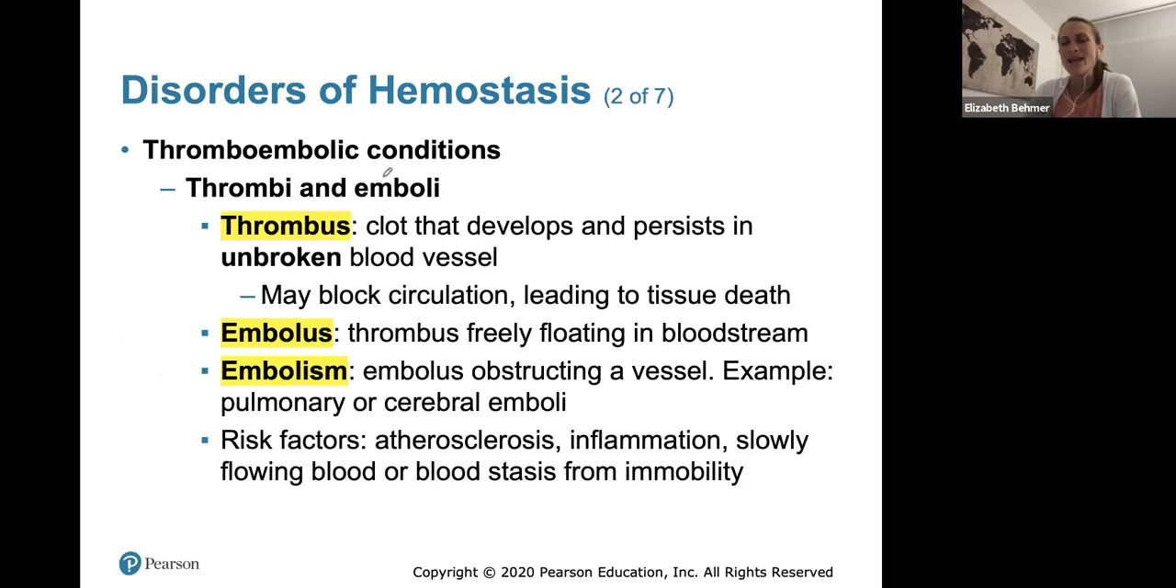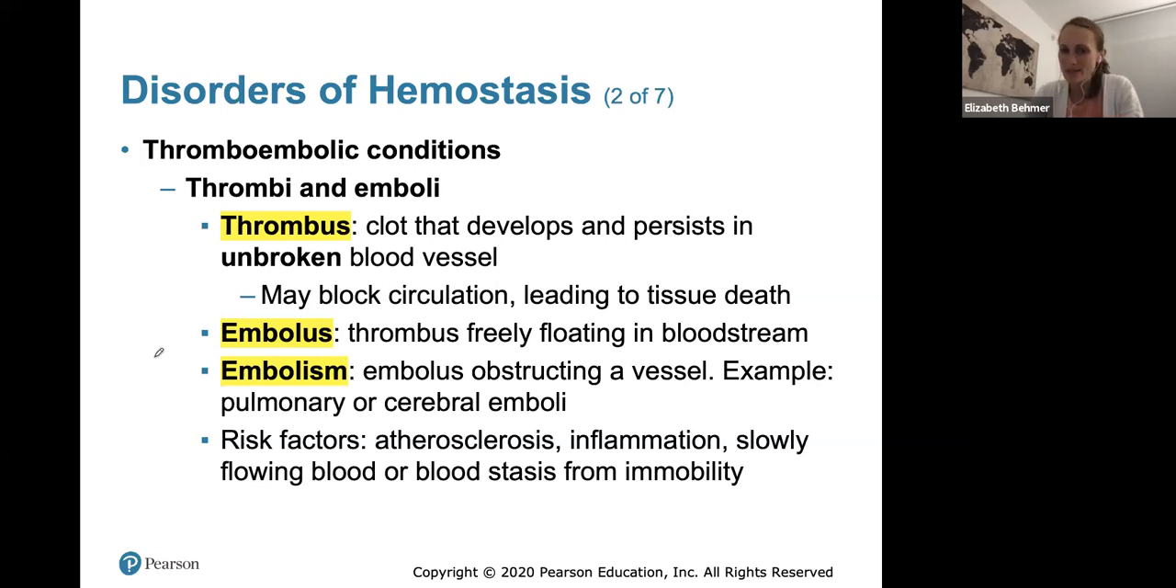Some thrombi and emboli. I want you to know a little bit of the differences between a thrombus, an embolus, and an embolism, because these words are very common that you might see in your future medical careers. If you go on to nursing school or other school, you'll go over this even more, but I just wanted to give you one chance to at least have heard about these before.